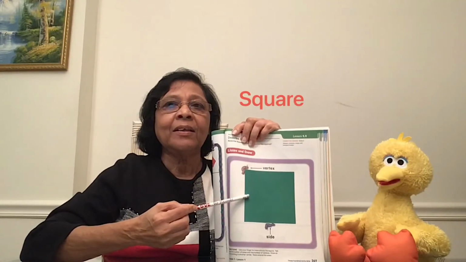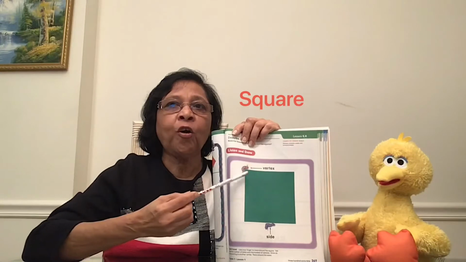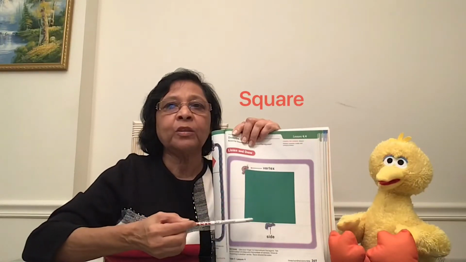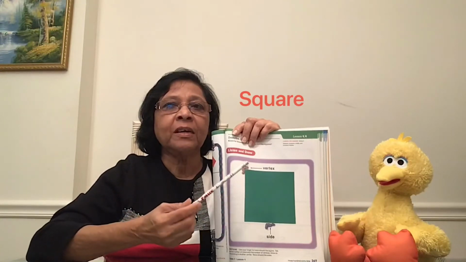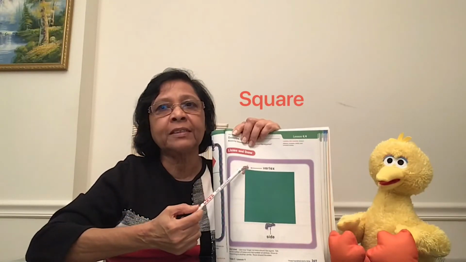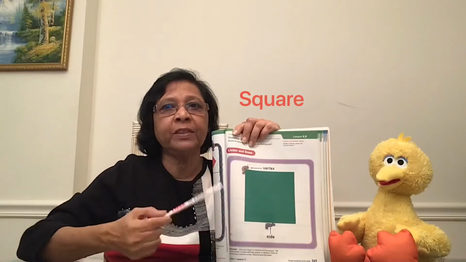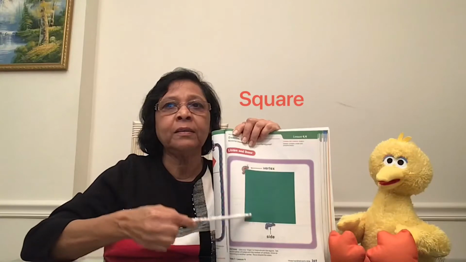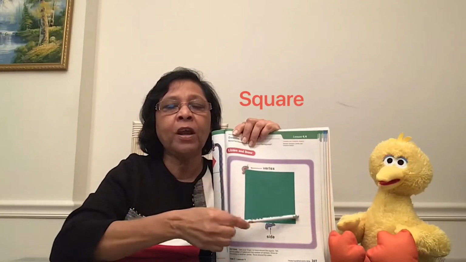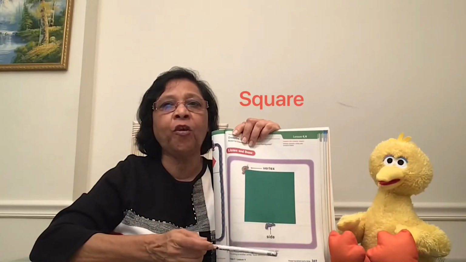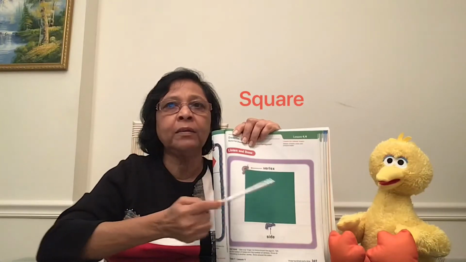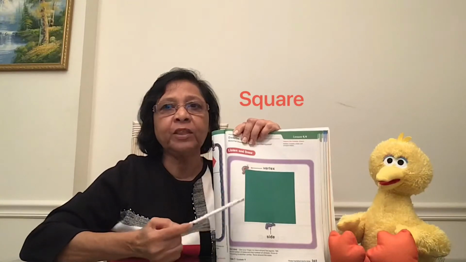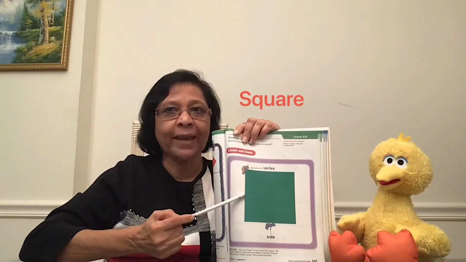And we have 4 corners. 1, 2, 3, 4. A corner is called a vertex, and corners we say vertices. So a square has 4 sides, 1, 2, 3, 4, and it has 4 corners or 4 vertices. 1, 2, 3, 4. This shape is called a square.